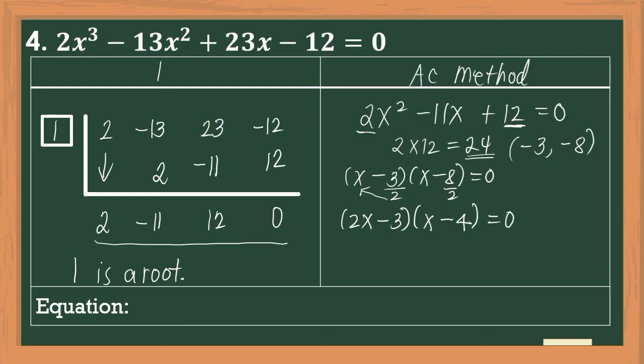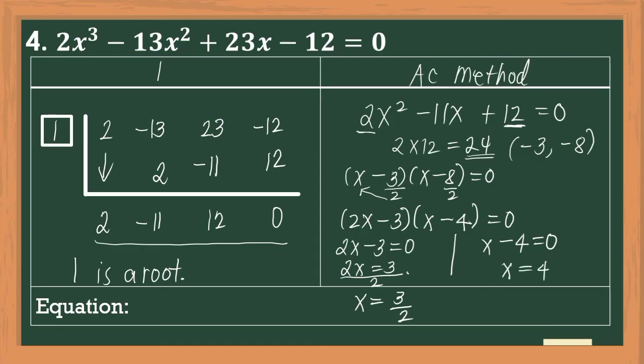Next, equate natin yung mga terms to 0. 2x minus 3 is equal to 0. And then, yung isa naman, x minus 4 equals 0. So, itong 2x minus 3 is equal to 0, magiging ganito siya. 2x equals 3. And then, divide the whole equation by 2. So, the value of x is 3 over 2. Ayan. Next, x minus 4 is equal to 0, magiging x equals 4.